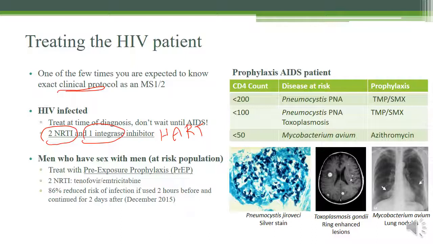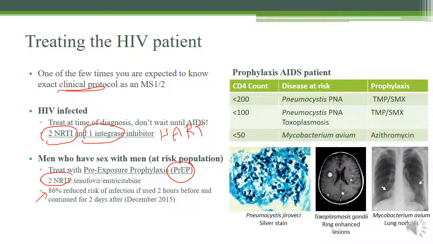There's a new prophylactic treatment that is out, and so whenever you see a patient at risk, like a man who has sex with other men, being an at-risk population, you want to give them the PrEP, or the pre-exposure prophylaxis. And the pre-exposure prophylaxis is very similar to the HAART treatment in that it has 2 NRTIs, but is different in that it does not include an integrase inhibitor. It has been found that it results in at least an 86% reduction if used 2 hours before sex and continued for 2 days after unprotected sex.